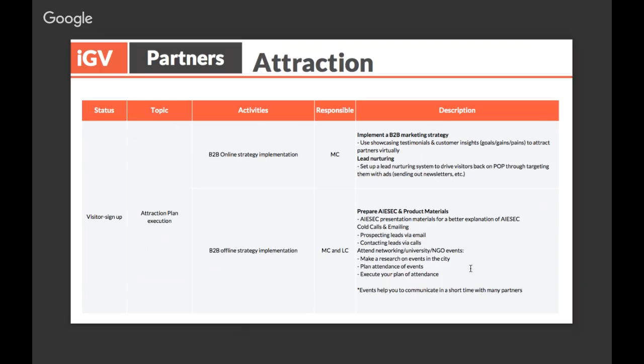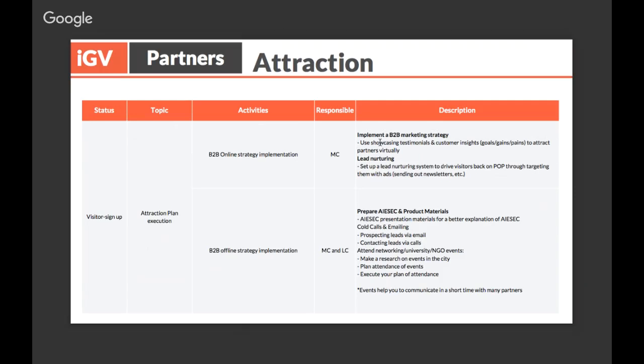On the stage of attraction itself, what happens here is pretty much the same as for the iGE B2B online strategy implementation. Here you can use showcasing testimonials and different stories from EPs who have previously taken part in your projects to attract partners virtually. You have to implement lead nurturing, so implement a set of basic emails your members will be using for nurturing potential partners and prospects.